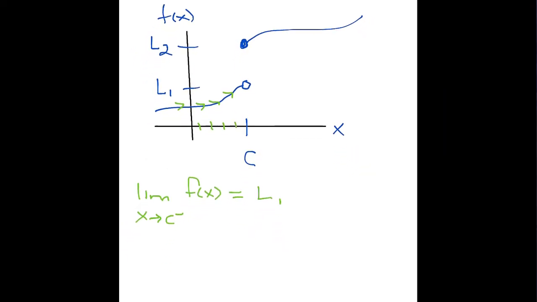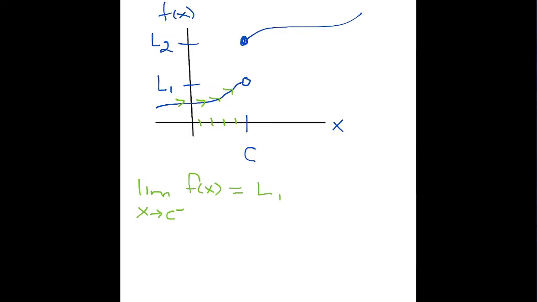But I could also look at the limit as x goes towards c from the right side, but that's equal to L2. Notice that if I'm coming from the right side, from the orange tick marks to the right of c, if I'm traveling along this road, I'm getting to L2.